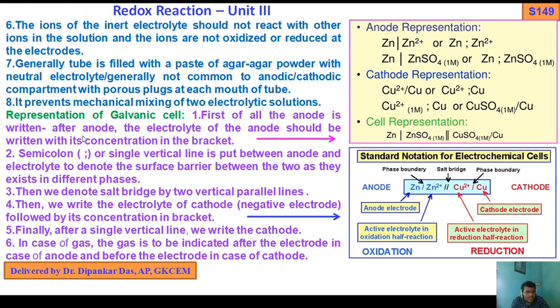Okay. Now, representation of galvanic cell. First of all, the anode is written. After the anode, the electrolyte of the anode should be written with its concentration in the bracket.